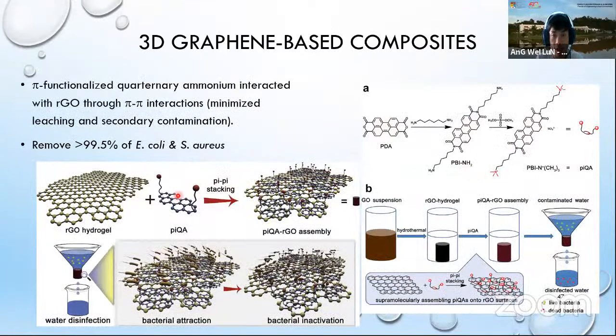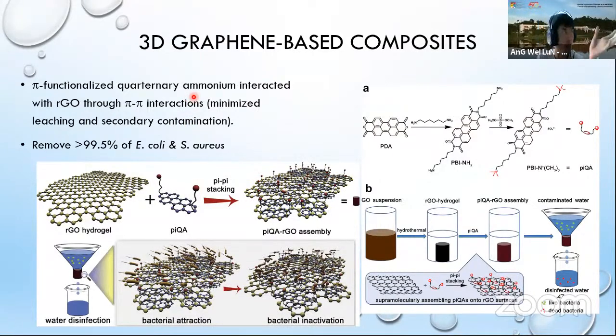And then we have another, okay, this is an antimicrobial property. So that includes this quaternary ammonium into the graphene oxide hydrogel. So we form a composite of graphene oxide hydrogel with the quaternary ammonium. So basically, the quaternary ammonium is a disinfectant agent.